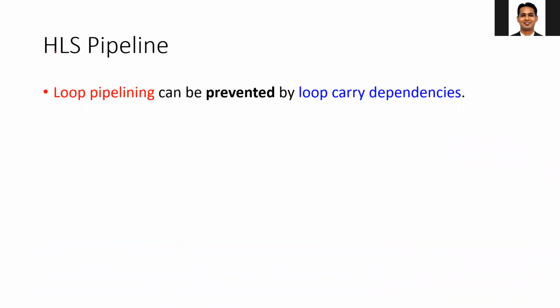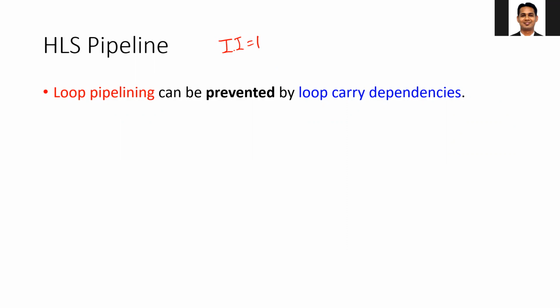So, as we discussed previously, the HLS pipeline pragma allows you to initiate different iterations of a loop as early as possible without waiting for the completion of the previous iteration. However, loop pipelining can be prevented because of the loop carry dependency. When you are doing loop pipelining, you are expecting an initiation interval of 1. That means a new iteration of the loop should start in the next clock cycle.